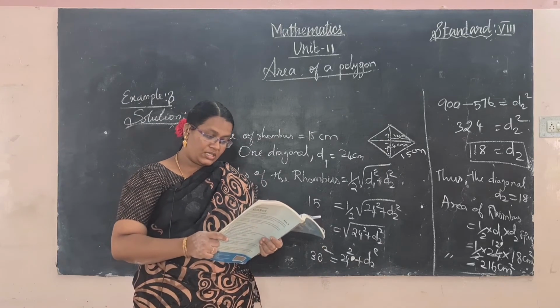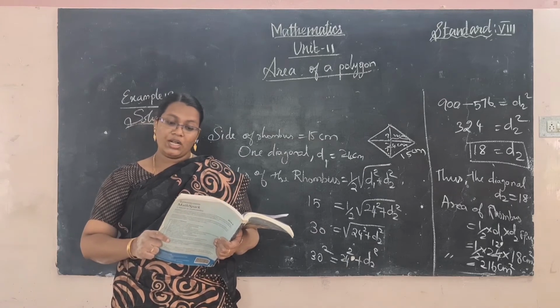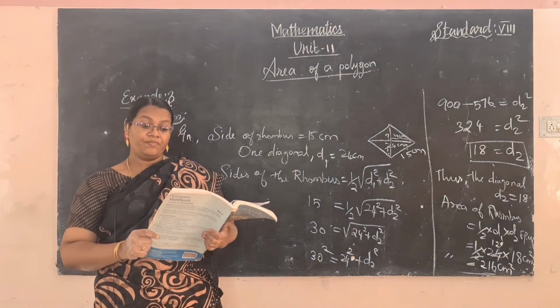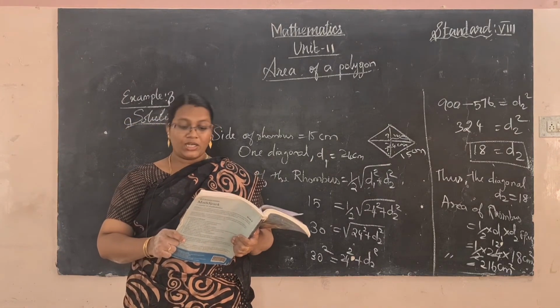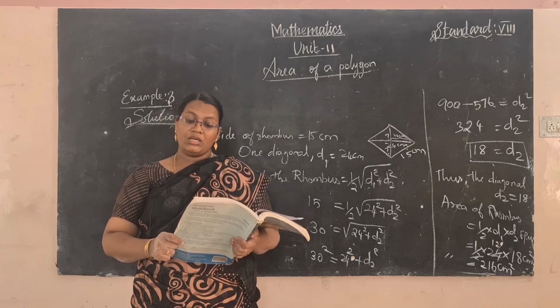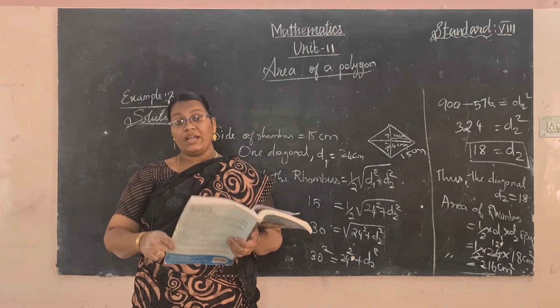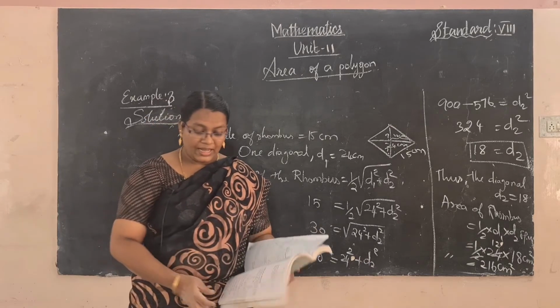Next, example 4. If the area of the rhombus is 252 centimeters square and one of its diagonals measures 28 centimeters, find the length of the other diagonal. Here the area of the rhombus is given and one diagonal is given. You have to find the other diagonal.